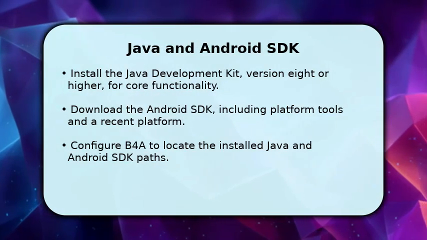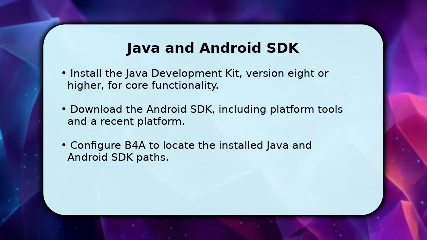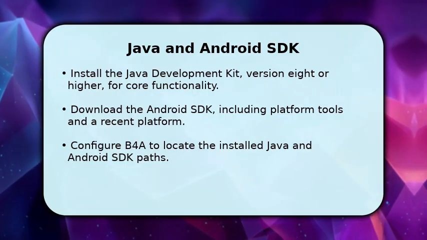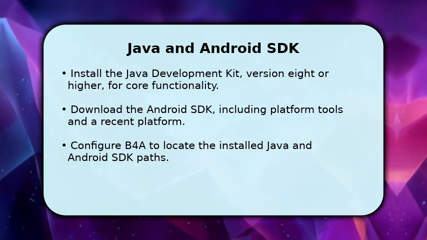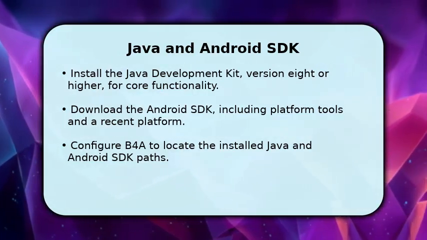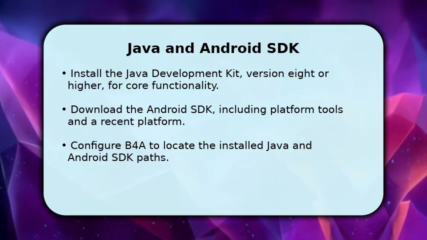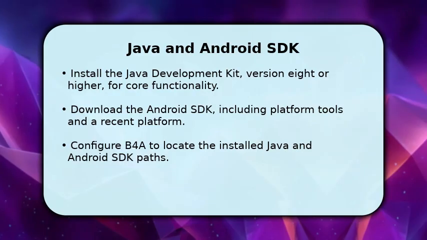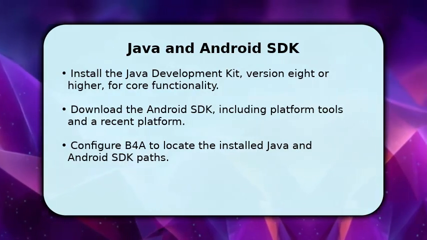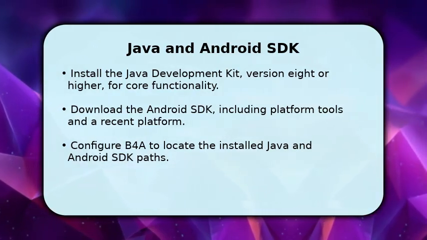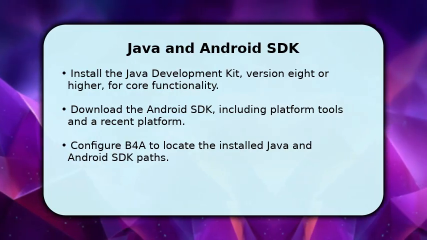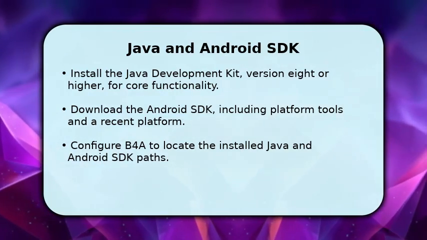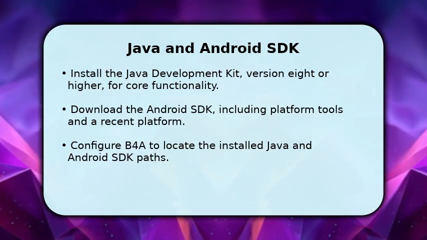Next, we'll focus on installing the essential components, Java and the Android SDK. You'll need the Java development kit, preferably version 8 or newer, as it's crucial for B4A's operation. Then, download the Android SDK, making sure to include the platform tools and at least one recent Android platform. After installation, open B4A and point it to the correct installation directories for both Java and the SDK. This ensures B4A can compile and run your applications.